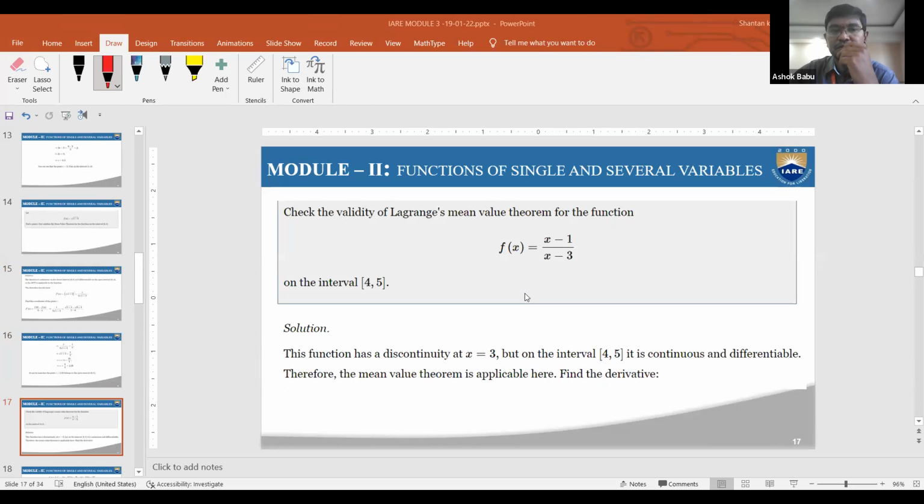Yeah, this one. Concept ఇక్కడ clear గా రాస్తుంది. This function is discontinuous at x is equal to 3, but the given interval is (4,5). That means 3 is not applicable. But here, based upon the given interval, it is a continuous function as well as a differentiable function. Then Rolle's theorem or Lagrange's theorem can be applicable. Then you need to find out what the c value is.